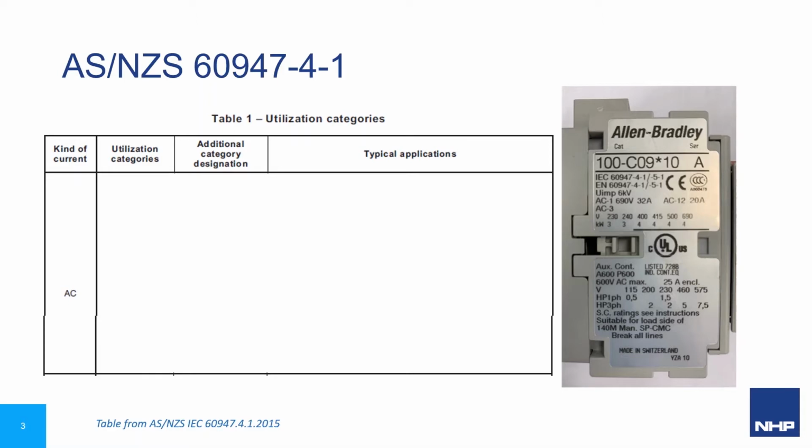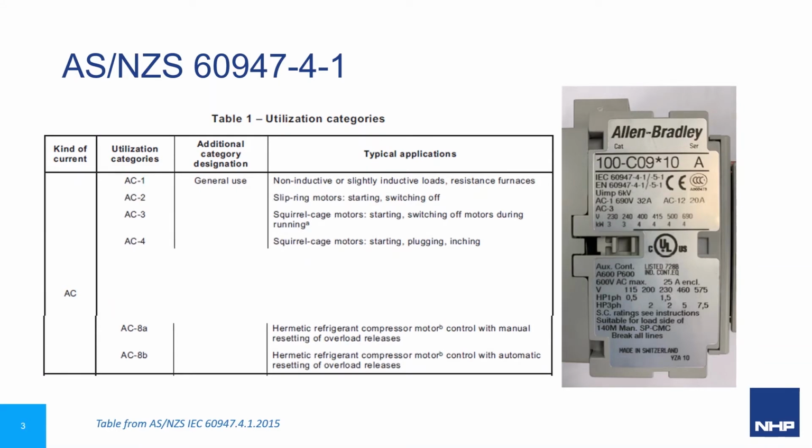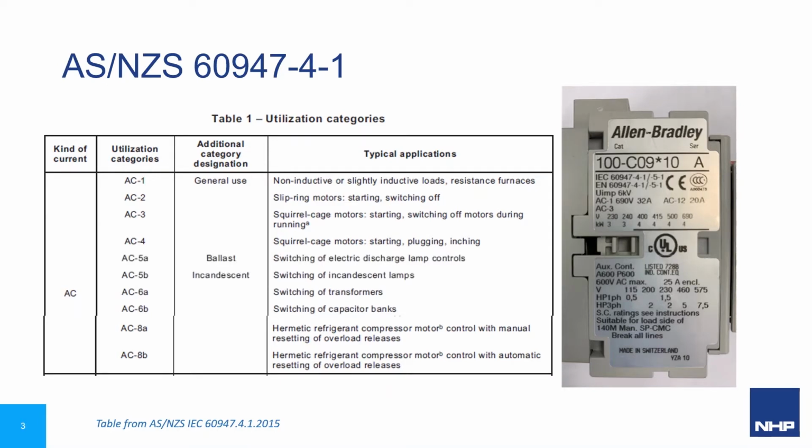Whilst contactors are predominantly utilised for switching of motors, they can be utilised for the switching of many different electrical loads. Today we are looking at AC switching only for the following load types: resistive, motors, inductive and capacitive, and lighting applications.